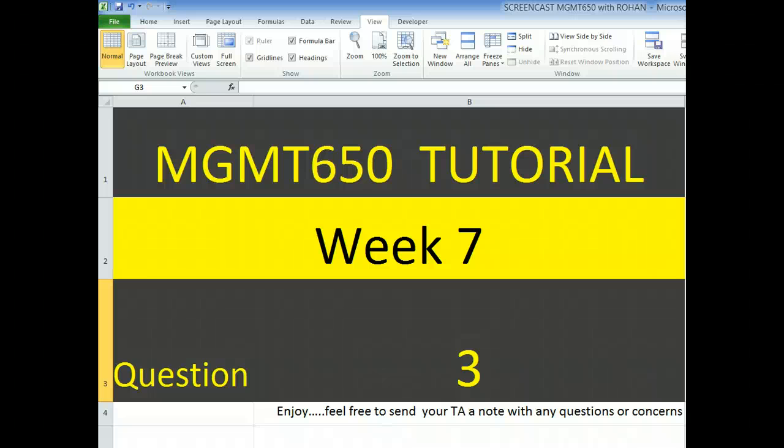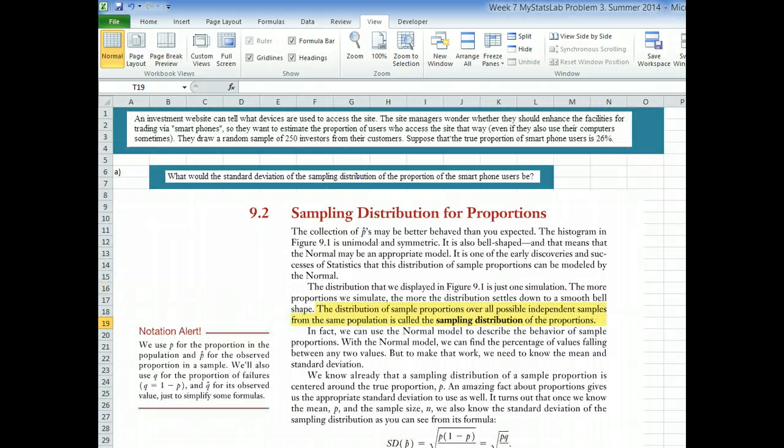Welcome to this week 7 question number 3 tutorial, and let's go straight into it. The problem reads that an investment website can tell what devices are used to access a site. The site manager wonders whether they should enhance the facilities for trading via smartphone.